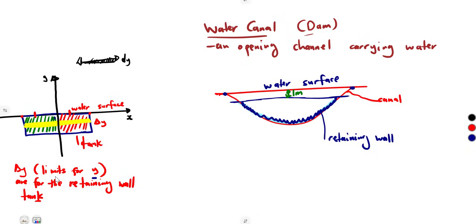Here I said the limits for y are for the retaining wall tank, not the water canal. The retaining wall is like a shaped gate or a wall fitted into the canal. It takes the shape of the canal. So when it is 1 meter below the water surface, or 2 meters, it does not mean the canal is going to move. Guys, the canal is our channel that is carrying water, like a dam.